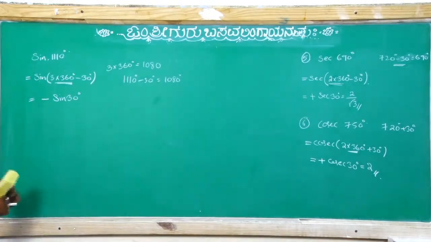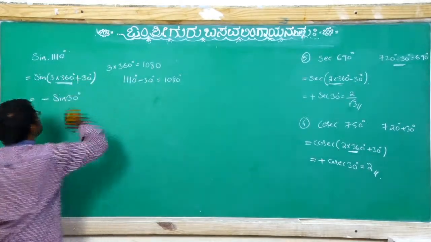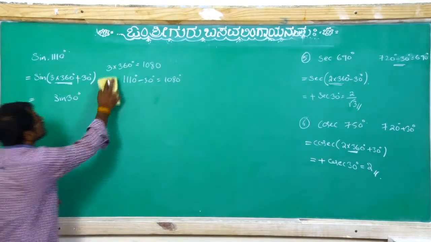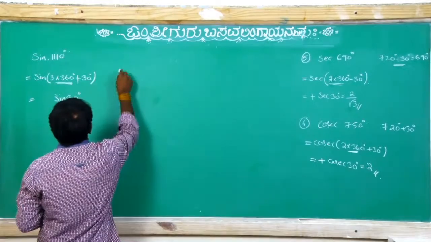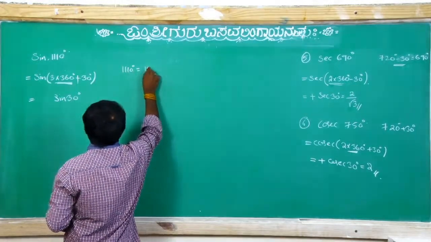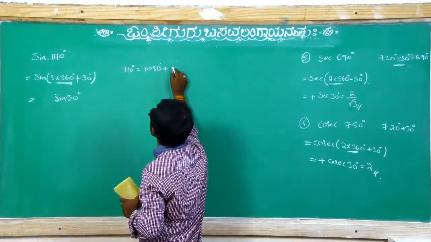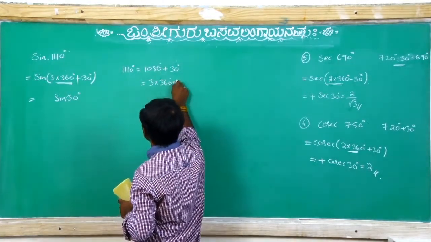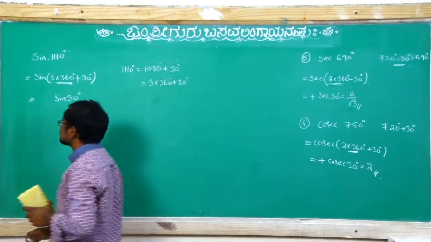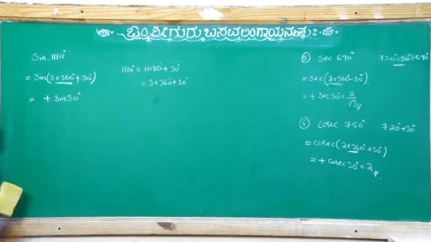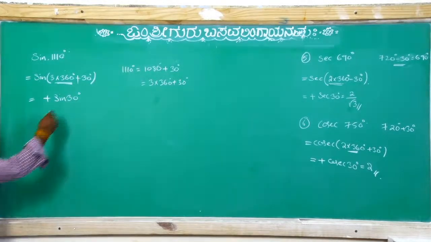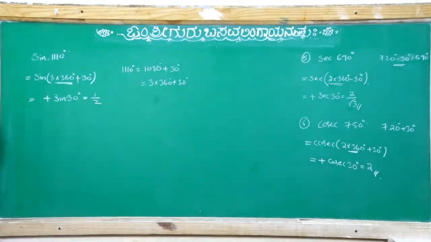Listen here. Okay, here plus, no? Right. So which quadrant? Better you write down like this. 1110 equal to what? 1080 plus 30. That is equal to 3 into 360 plus 30, right? Plus only. Now, first quadrant. First quadrant, sine positive. At 360 sine does not change. So sine 30. Sine 30 value 1 by 2.